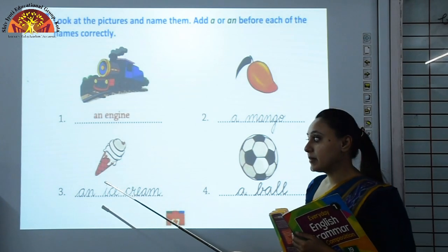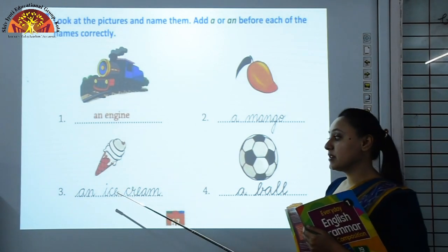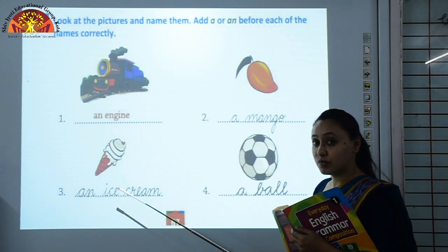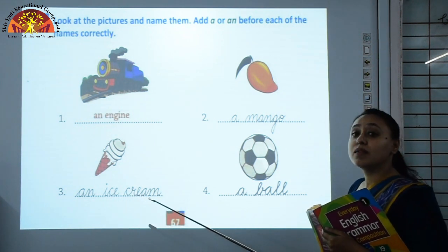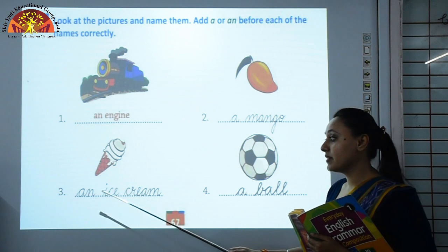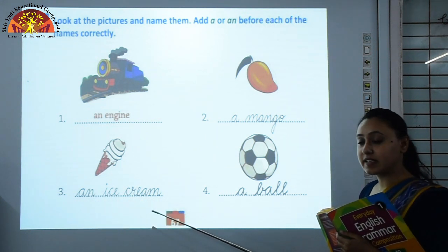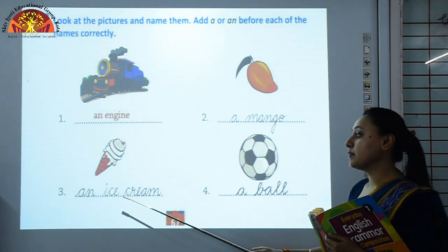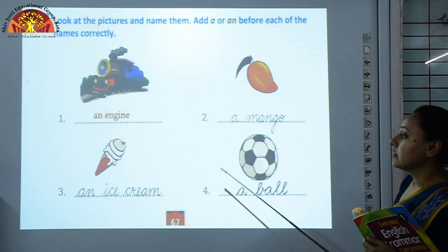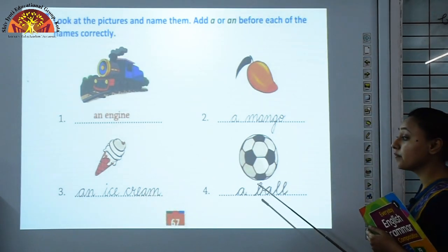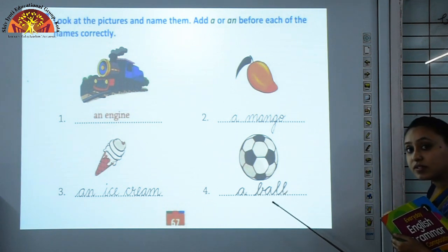Now look at number 3. Children, this is the picture of ice cream. You love ice cream, don't you? So children, ice cream is a vowel sound word. So we will add an before ice cream, okay? An ice cream, I-C-E, C-R-E-A-M, cream. Now look here, this is the picture of a ball. Ball is a consonant sound word.